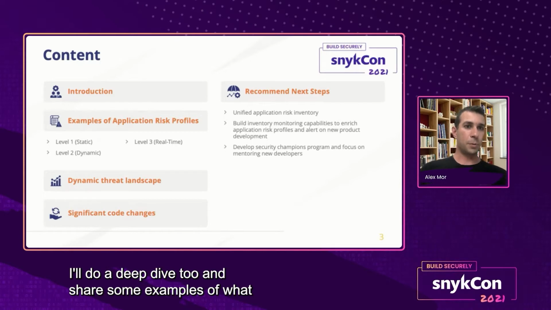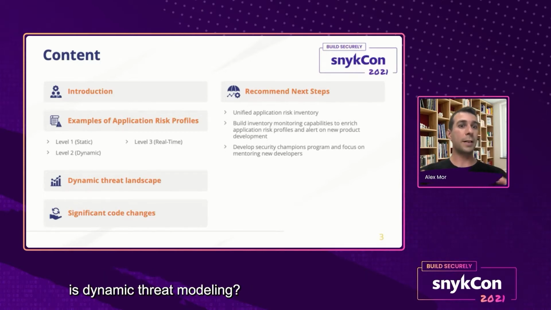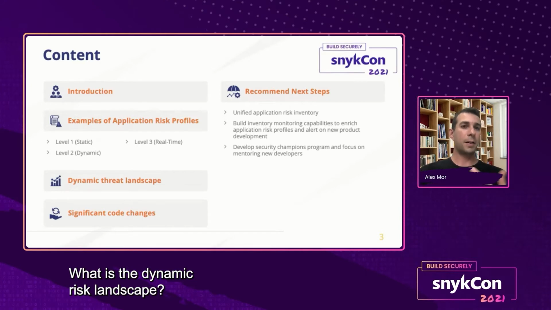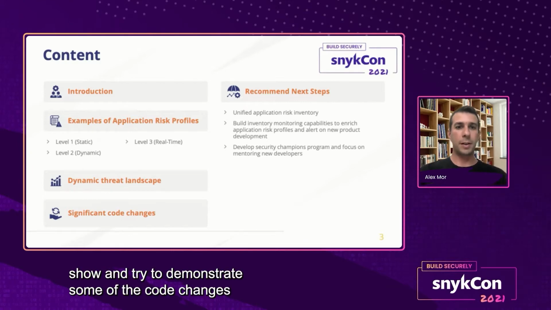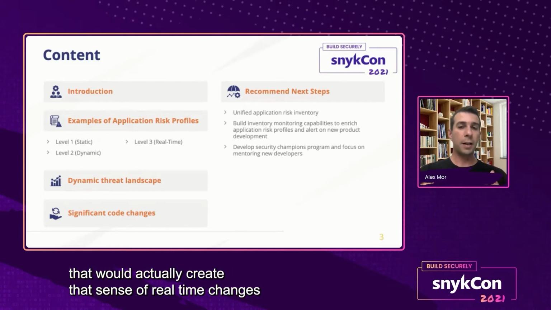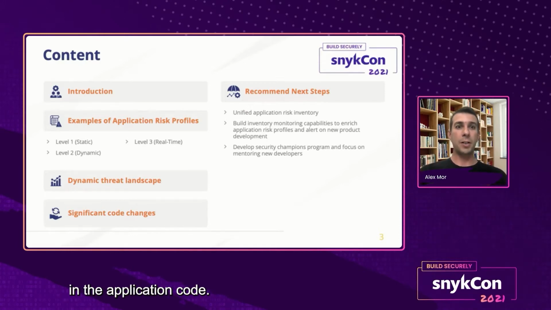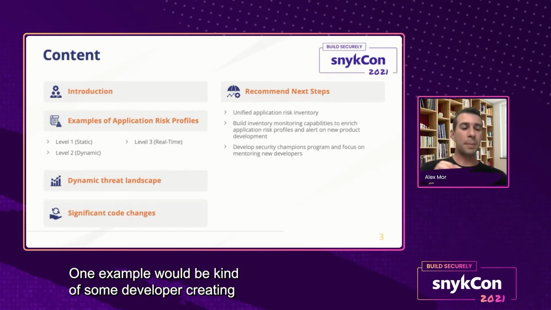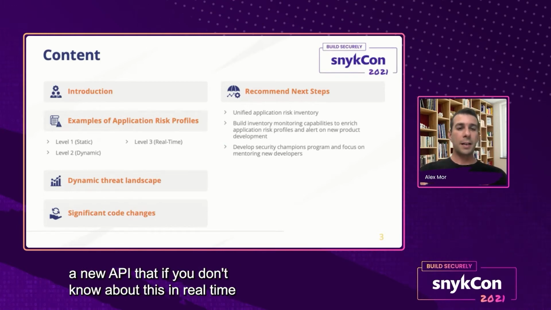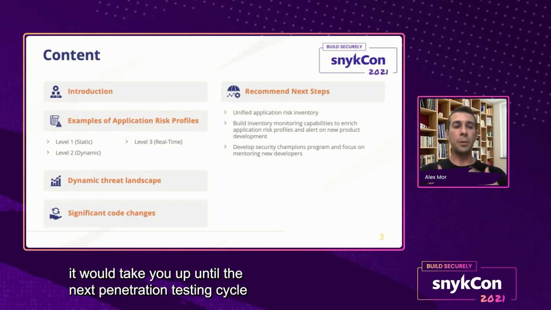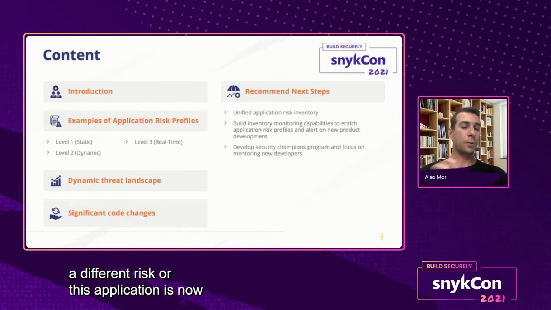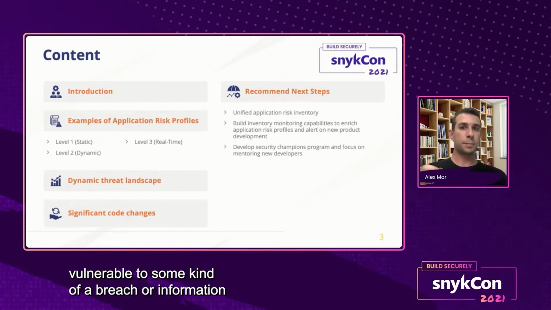I'll do a deep dive and share some examples of what dynamic threat modeling is and what the dynamic risk landscape is, and then in real time we'll try to demonstrate some of the code changes that create that sense of real-time change in the application code. One example would be a developer creating a new API with no authentication. If you don't know about this in real time, it would take you until the next penetration testing cycle to discover that your application has a different risk, or is now vulnerable to a breach or information disclosure.